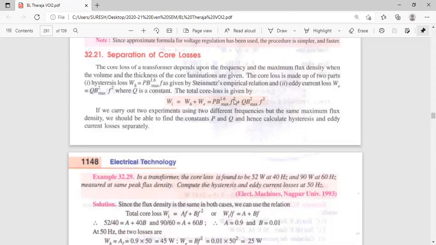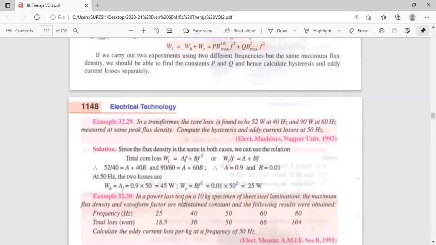This is not F square. Write all these constants as A. A into F. They have written it wrong here in the problem. Wh is equal to A into F, where A is the constant, and We is equal to B into F square. B is also a constant. Instead of taking all the constants, they are taking only one constant as A and B. In hysteresis loss, A is the constant. In eddy current loss, B is the constant.